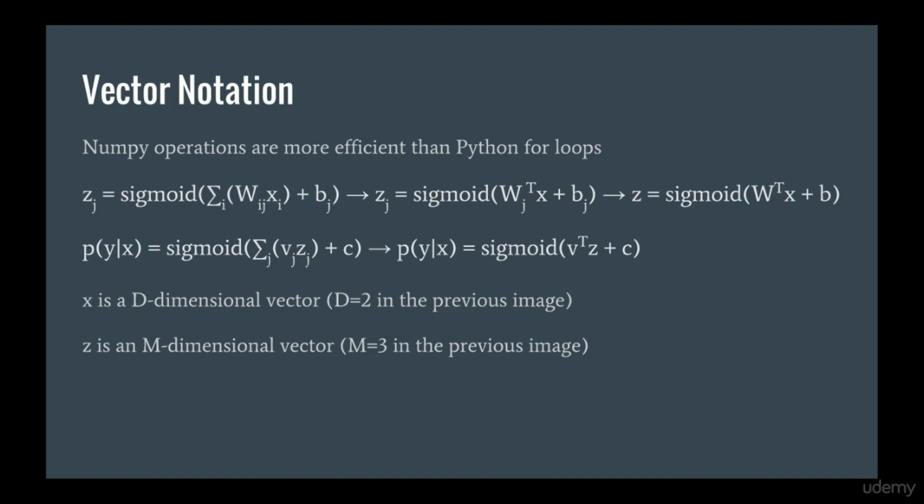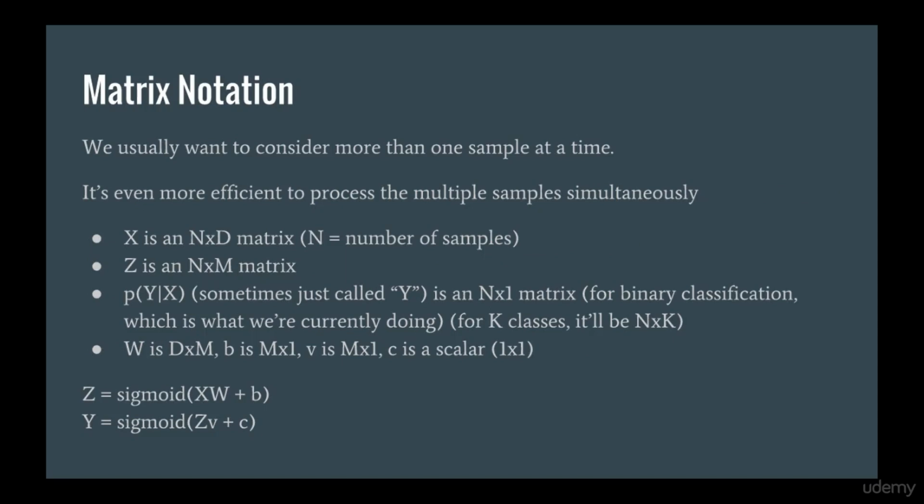Remember that in NumPy, it's always faster to use the built-in vector and matrix operators than it is to use Python for loops. So we can treat x as a d-dimensional vector, z as an m-dimensional vector, and we can use vector notation to calculate the output of a neural network as follows. But we can go even further than this. Remember that we're not going to have just one data point, we're going to have many data points, and we want our neural network to be accurate for all of them all at the same time. So we can further vectorize our calculations by using the full input matrix of data.